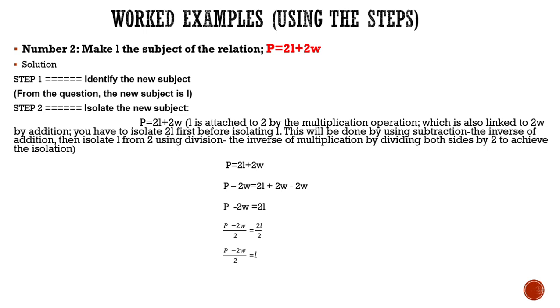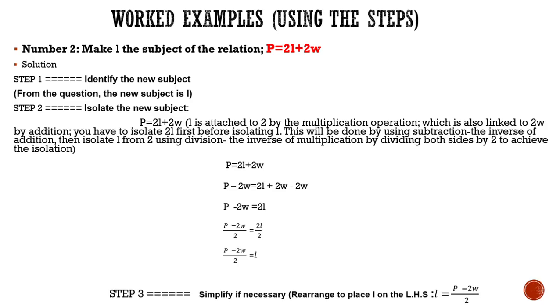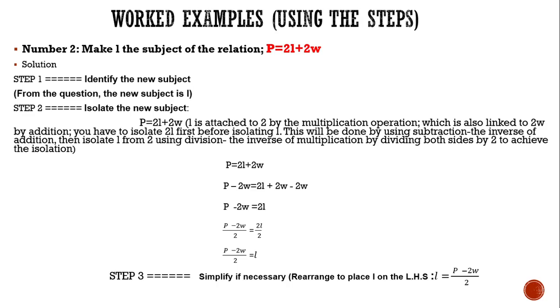But we need to simplify and make our work neat. And that will lead us to step 3, which talks about simplify if necessary. So what do we do? We rearrange this answer in order to bring L to the left hand side. And that gives us L equals P minus 2W over 2. Okay, I have this for you. You can practice this at your leisure.